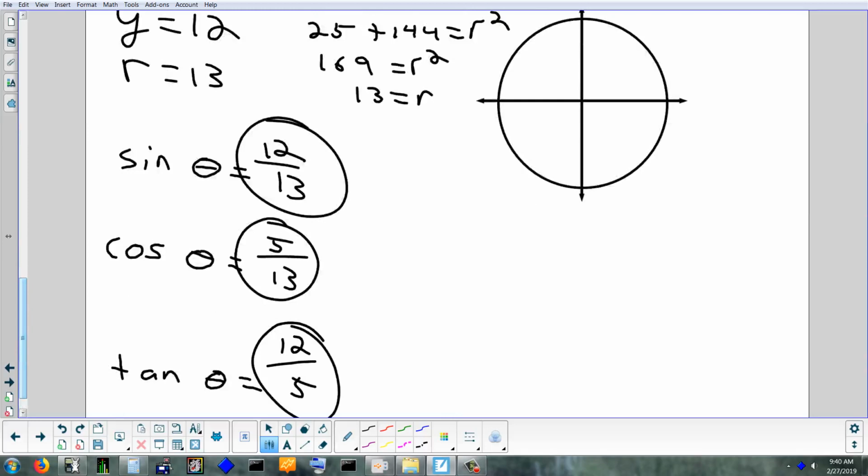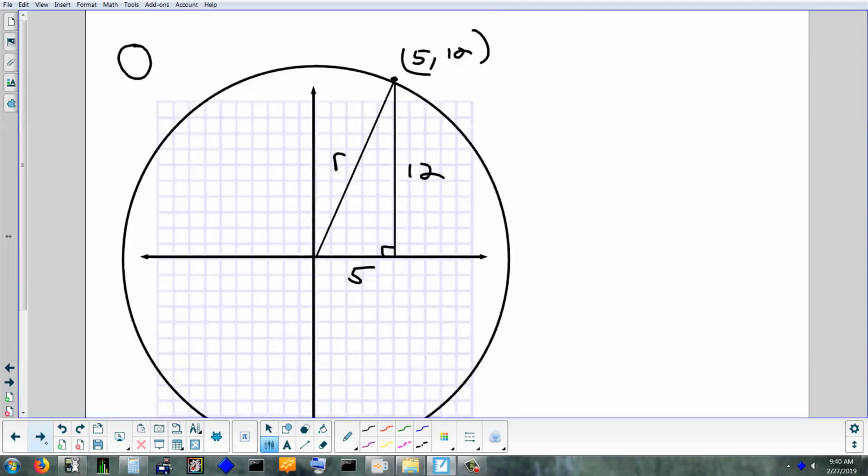So just remember, on a circle that's not a radius of 1, just take what you've always been doing and divide it by r. Just divide it by r. So y divided by r, x divided by r, and then tangent stays the same. Okay. So that's that part.